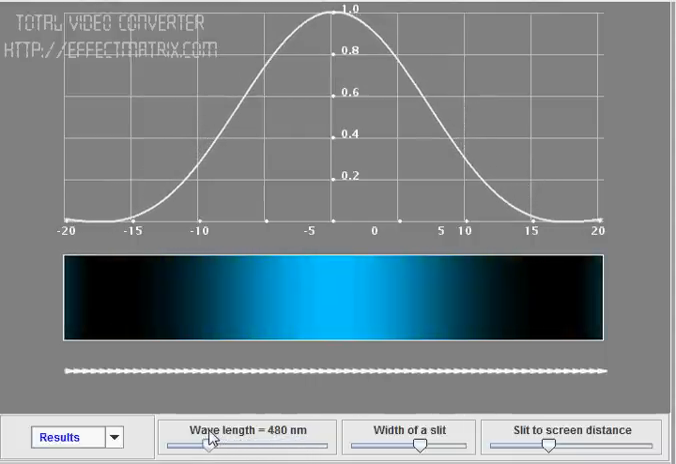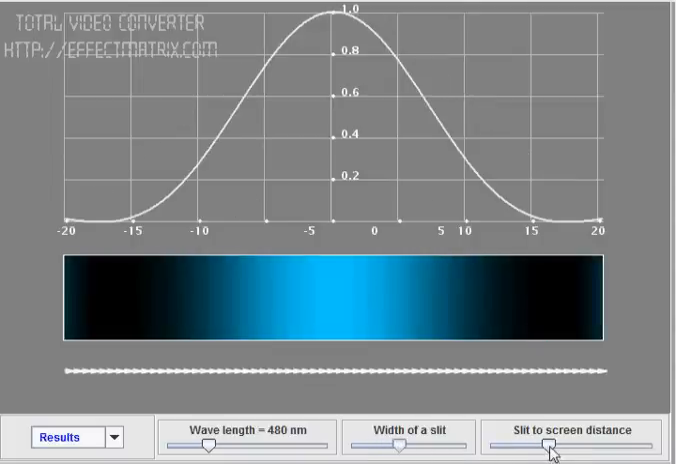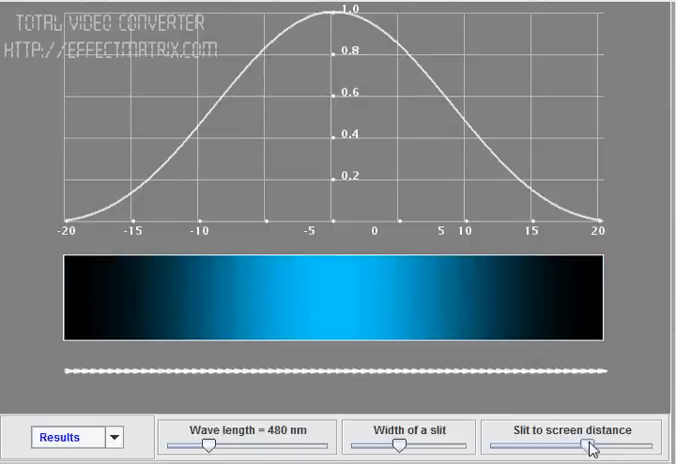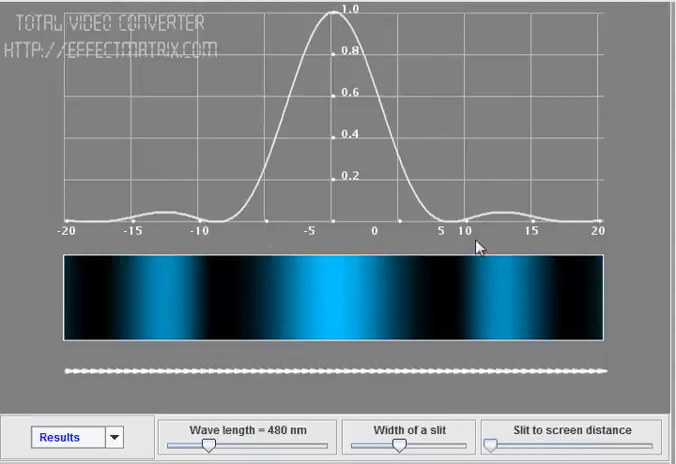Now if I increase the width of the slit, how is the graph changing? See, if I am decreasing it, again this is going to increase. It means the width of the central maxima increases, right? Now if I take the slit to screen distance, what's happening? If I increase it, just see, again this distance is going to increase, right? If I decrease it, this is going to decrease. See, this width has decreased.